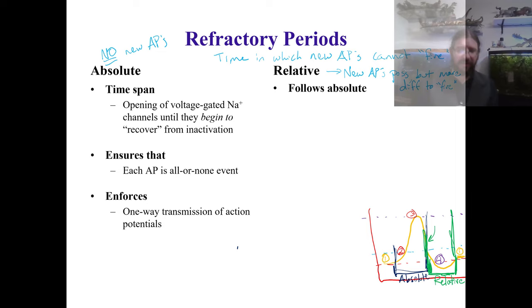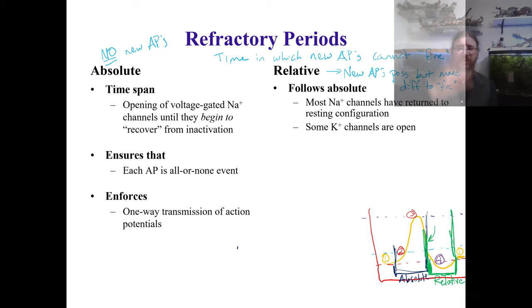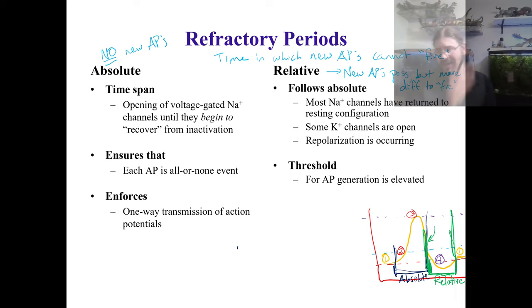Relative follows the absolute. Most sodium channels are back to resting, and some potassium channels are still open, so we're still losing ions. So repolarization is occurring all the way through hyperpolarization until you get back to resting. That means the threshold for action potentials is elevated because you need more positive ions coming in to get to the voltage gate that allows sodium channels to reopen. So it generally requires a very strong stimulus. In other words, you need a sensory stimulus that pops a lot of channels across a bunch of dendrites in order to get enough action potentials to open enough channels to get you back to negative 70 and then back to threshold.